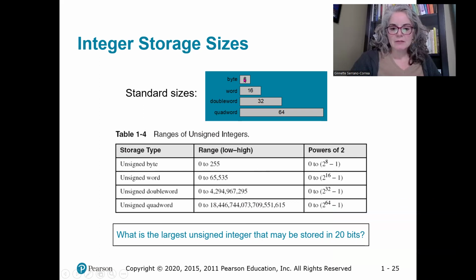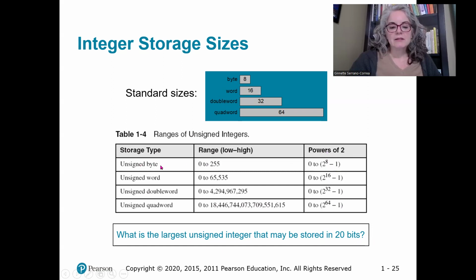So we have 8, we have 16, and it's talking about 20 bits. What's the largest unsigned integer that may be stored in 20 bits? So notice here how they calculate these numbers.